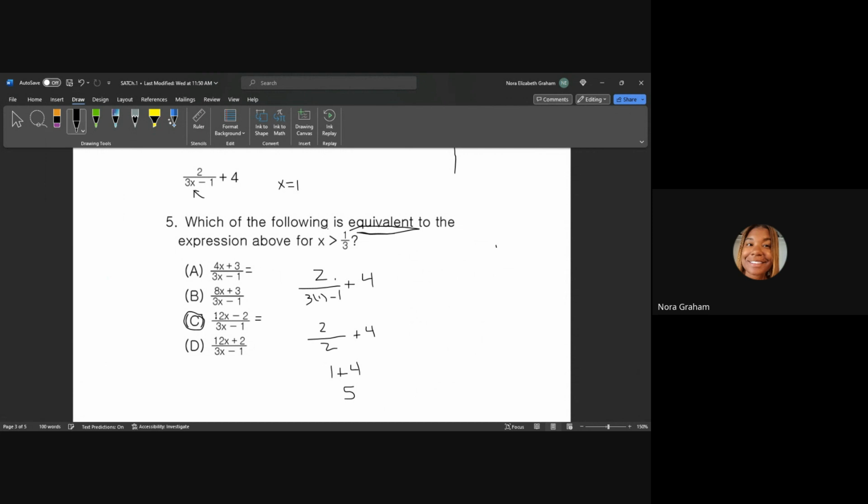If I plug in 1 to all here, 12 minus 2 is 10. 3 minus 1, that's 2. 10 divided by 2 equals 5. So we would be able to see that C would be the answer after we plug in 1 to all of my options. Okay, so that's a trick to get around it if you didn't know how to add or subtract rational expressions. Okay, let's do the last one really quick.